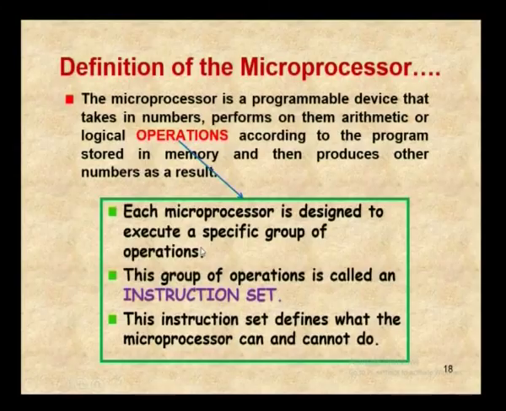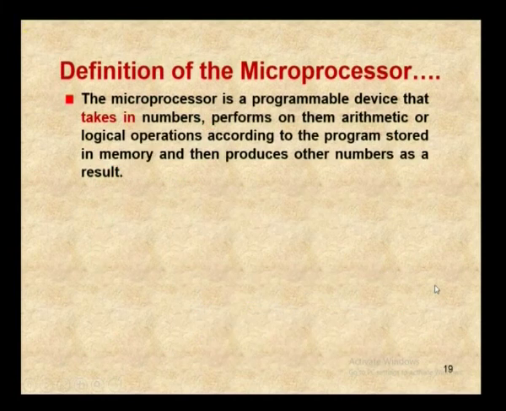Welcome back after the break. We were seeing what is meant by operations. A microprocessor can perform different types of operations, and this group of operations is called the instruction set. The operations are mainly arithmetic, logic operations and data transfer operations. We will see about all those things in the coming slides.